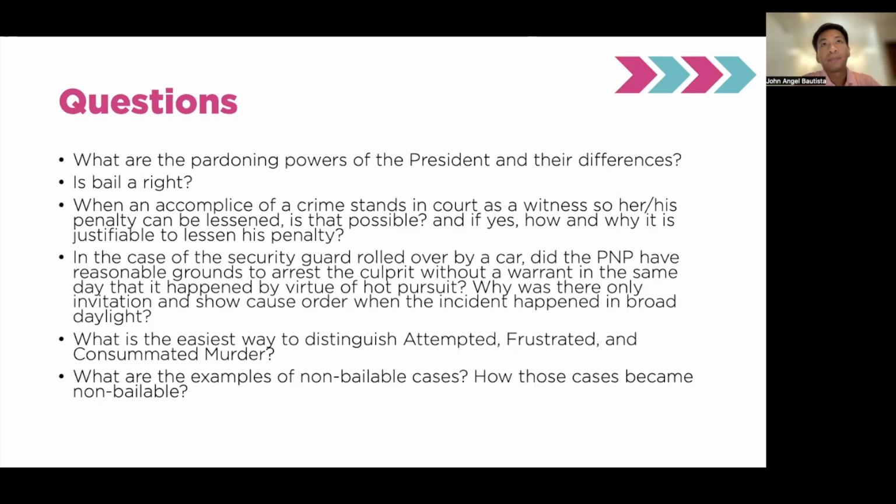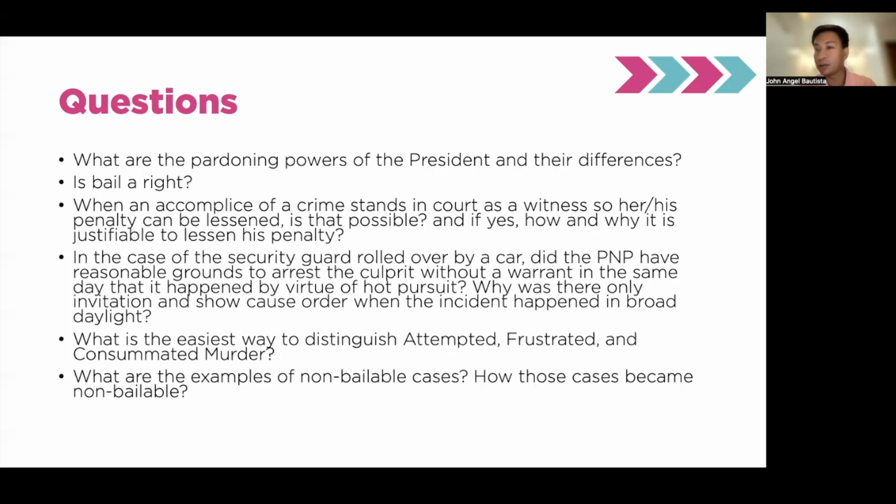So for example, binaril ka, hindi ka natamaan or binaril ka pero for some reason hindi tumama, that is attempted. Pag binaril ka, natamaan ka sa isang vital area pero hindi ka namatay, frustrated. Binaril ka sa isang key area ng katawan mo na that will normally produce the crime and then namatay ka nga, that's consummated murder.